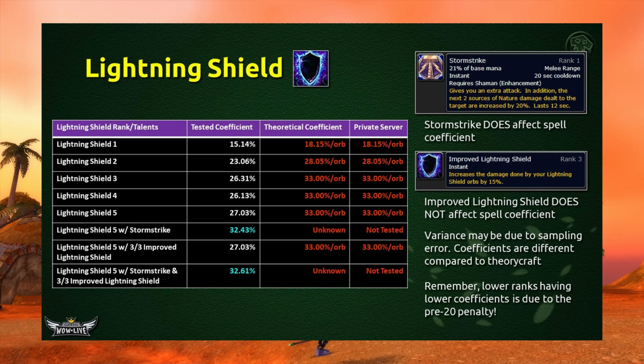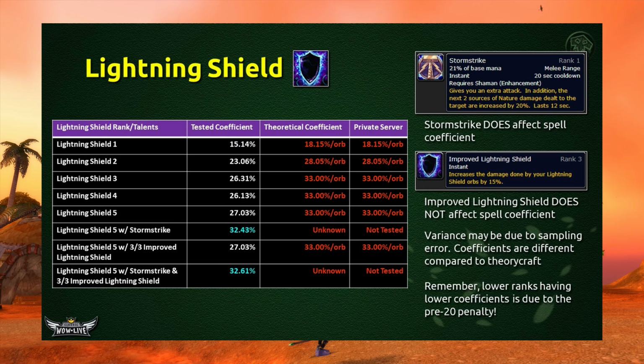Now for Lightning Shield. For a very long time, it's been thought that each orb receives 33% of your spell power, leading up to 100% spell coefficient for all 3 discharges. However, the Classic WoW beta has shown that it's lower. It's actually around 27% per orb. But interestingly, with Storm Strike, you get up to the theoretical 33%. So it makes me think maybe somewhere way back in the day, someone tested this with the Storm Strike buff. I don't know if that's true, but it may have carried over until now.